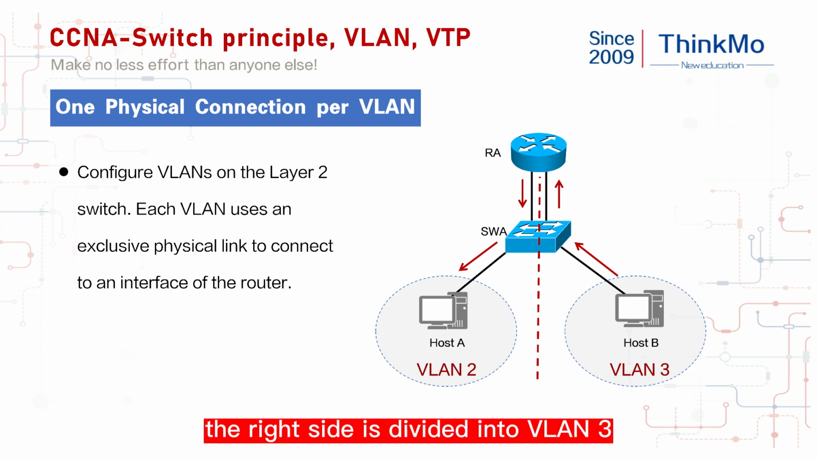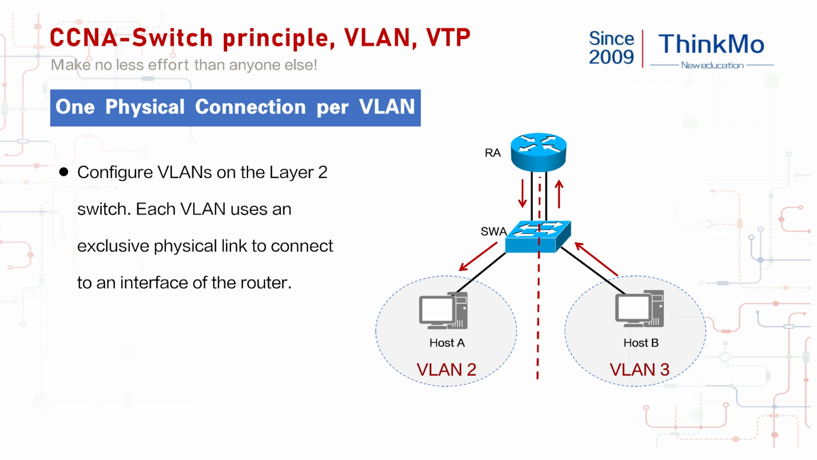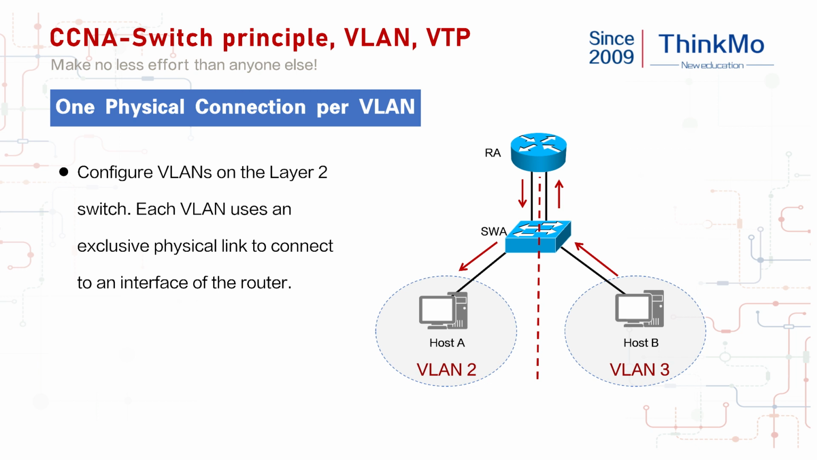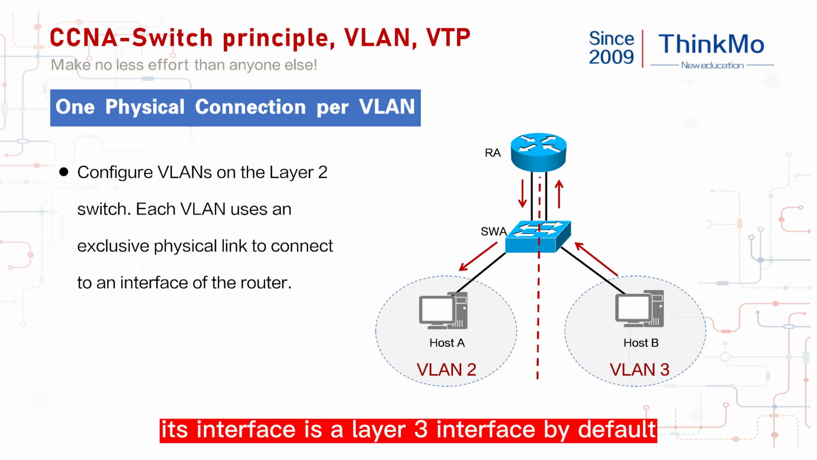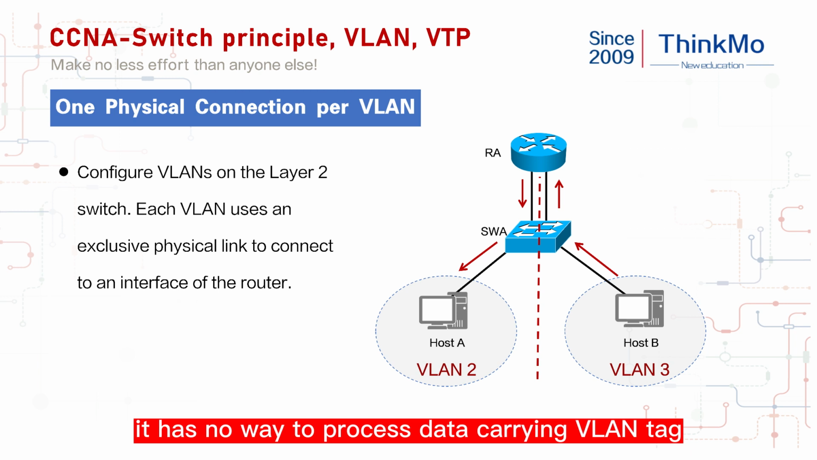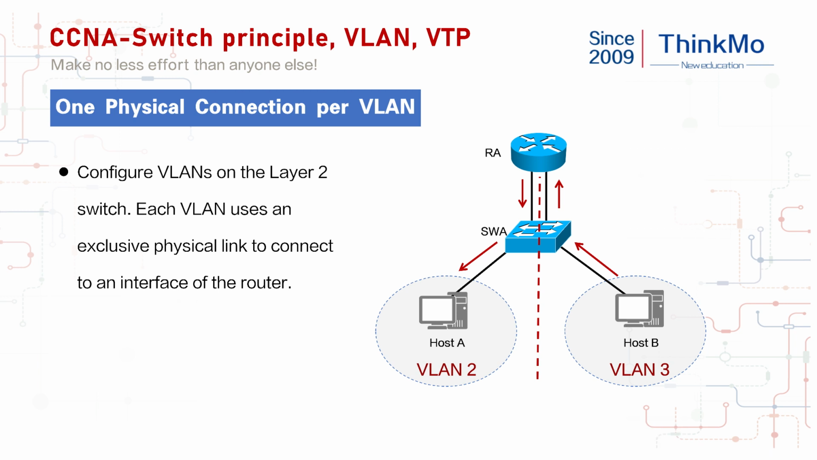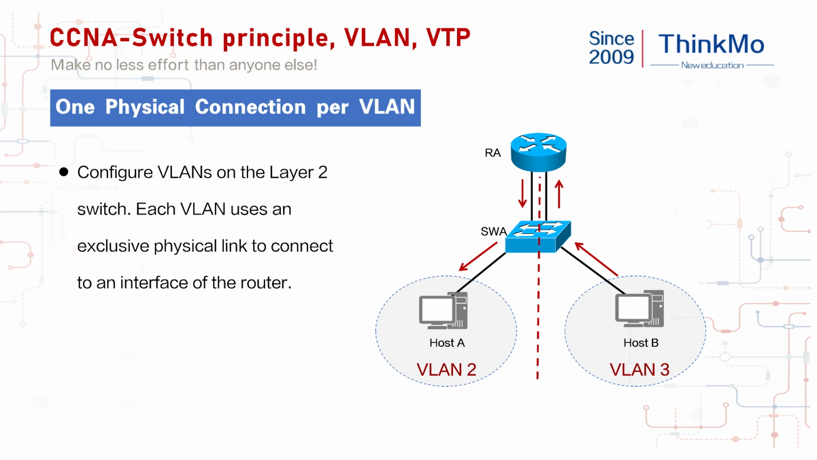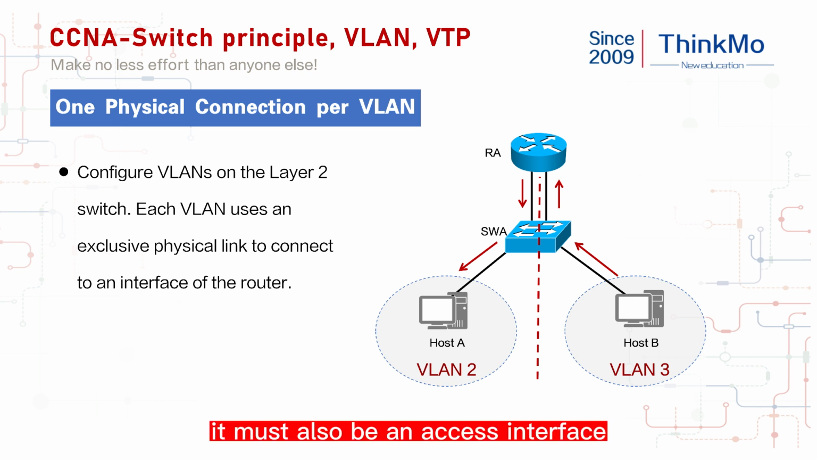The right side is divided into VLAN 3. This is an access interface that belongs to VLAN 3. The router, as a layer 3 device, has interfaces that are layer 3 interfaces by default. It has no way to process data carrying a VLAN tag. So the switch interface connected to the router must also be an access interface. These two must also be access interfaces.